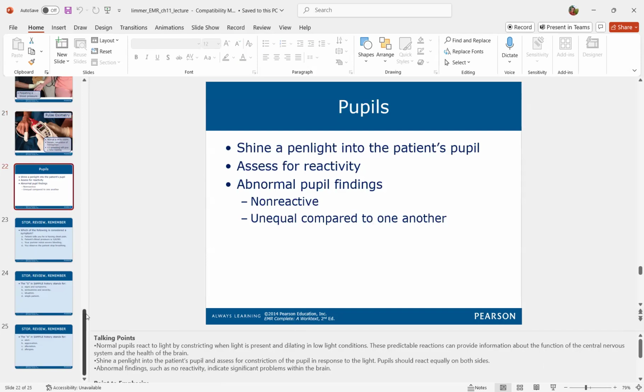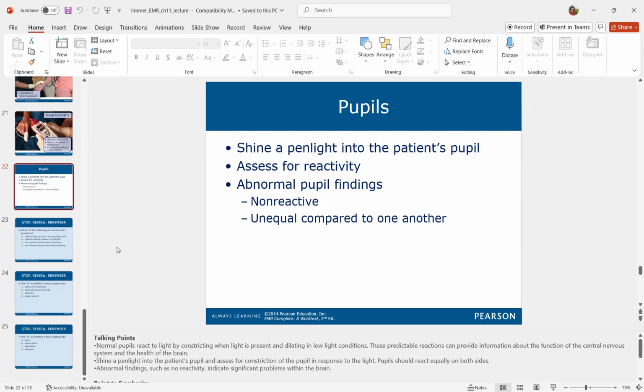The other thing that we check are pupils. Normal pupils react to light by constricting when light is present and dilating in low light conditions. So these predictable reactions can provide information about what's going on with people's central nervous system and the health of the brain. So we can use a pen light. We can shine a pen light in the patient's pupil and assess for constriction. The pupil should constrict and then dilate back out. We say what's called PEARL, pupils equal and reactive to light. They should both react equal on both sides.